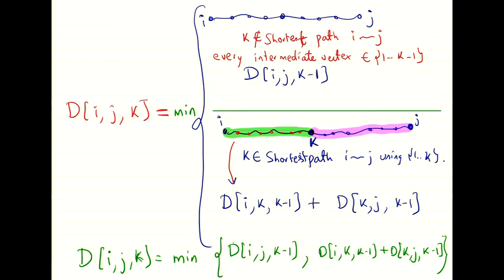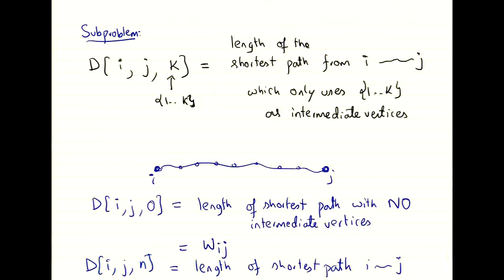Let's read the definition very carefully because it's really important here. It's a very tricky definition. It's not saying that it's using all the vertices from 1 through k. What it's saying is d_ijk is the length of the shortest path from i to j which is only allowed to use vertices from 1 through k as intermediates. So it might not use all the vertices from 1 through k. It might use only 3, or it might use all the vertices. We don't know. It's only allowed to use 1 through k.